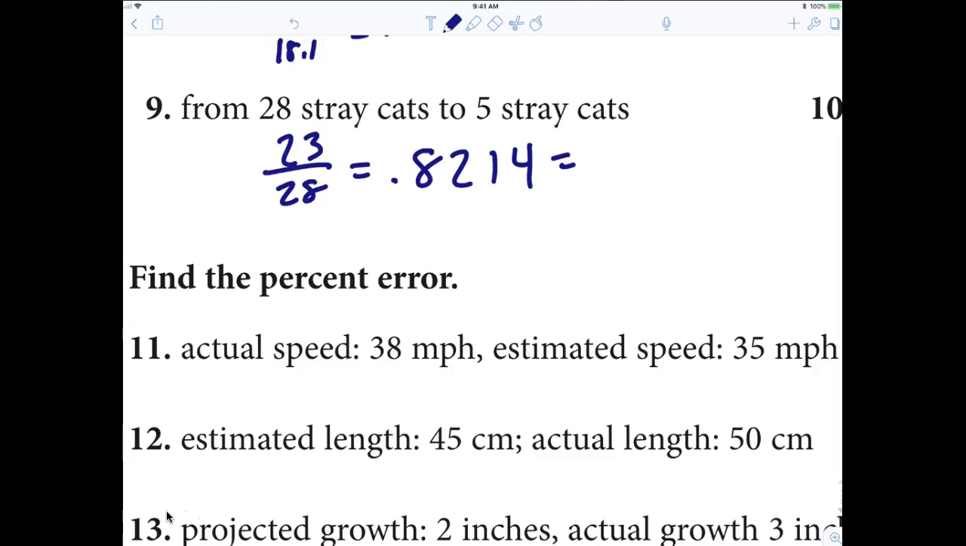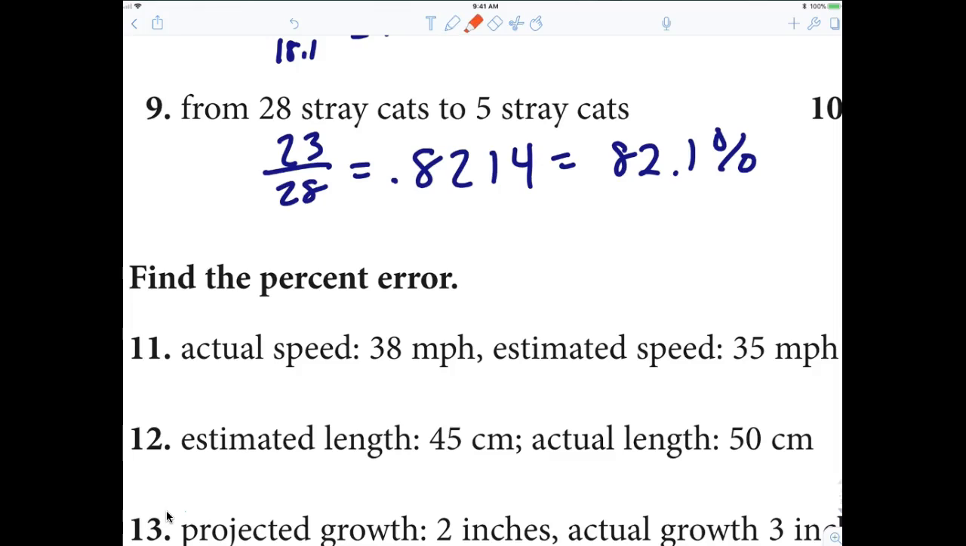You move it 2 places. Oh, so then 82.1%. Now let's double check. Is that correct? Yeah. Okay, look right here, Jesse. Look for me for a second.